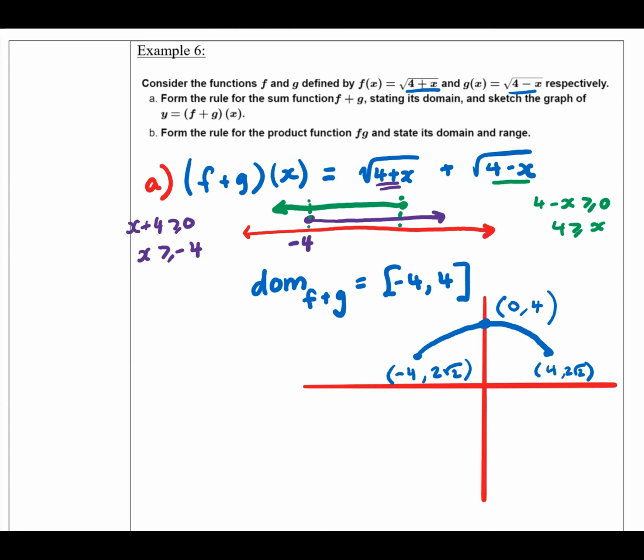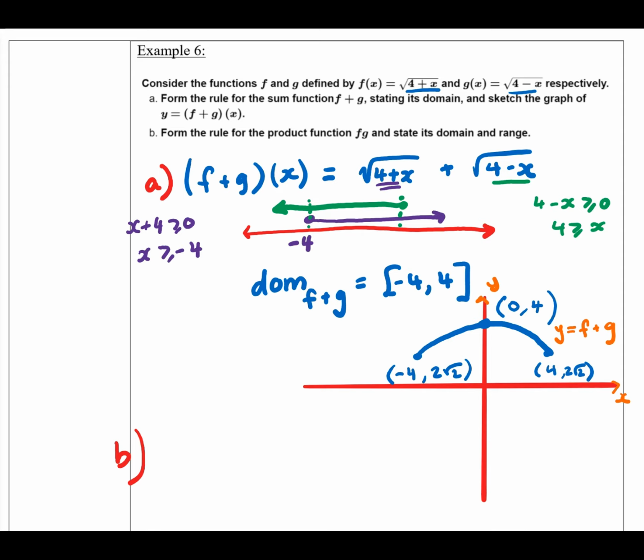You can use your CAS to help you out there. Finally, we might go x, y, and y equals f plus g. So we've labelled all our endpoints, we've got our shape accurate, and we've got our critical points like the y-intercept labelled as well. The second part to this question, part B, asks us to find the product function fg.